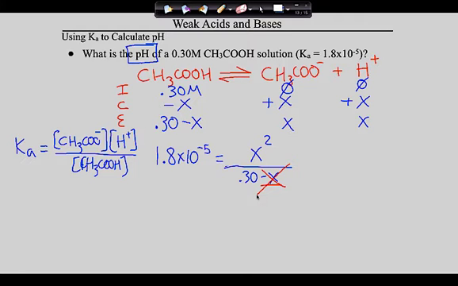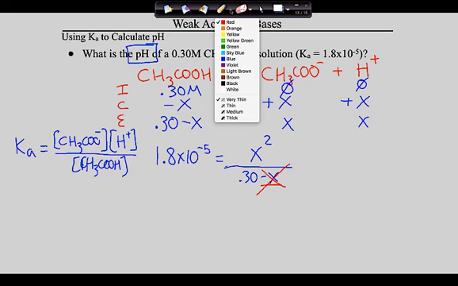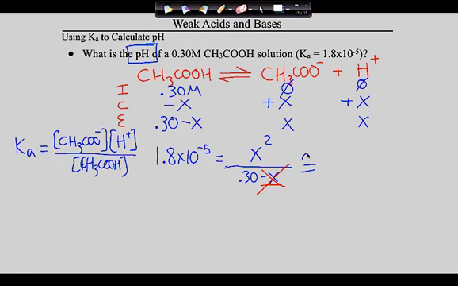Let's keep going. So how do we represent this? Here's how you represent this. You say approximately equal to x squared divided by 0.30. That's the way you represent this on the AP test. So what we've said is we're getting rid of the minus x and saying that is approximately equal to simply the x squared divided by 0.30.